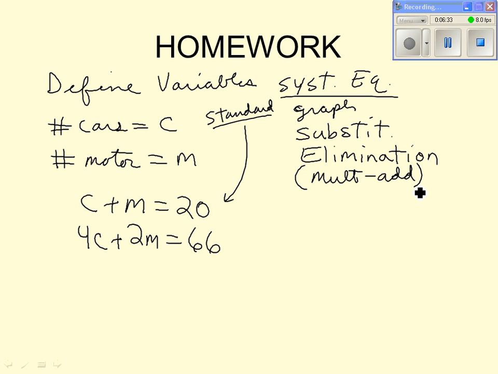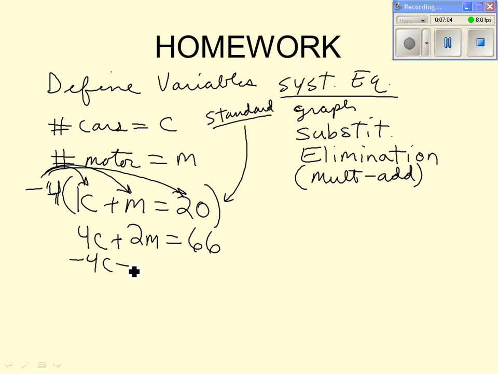Multiply it by, since there's a 1 there right now, what do you multiply 1 by to get it to be a -4? -4. So you multiply this whole top equation by -4. As I do this, you're going to distribute the -4 out to everything in the top equation, and it gives you a new equation. What's -4 times 1C? -4C.